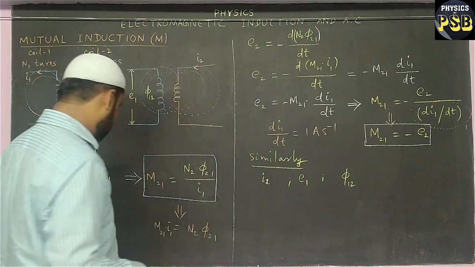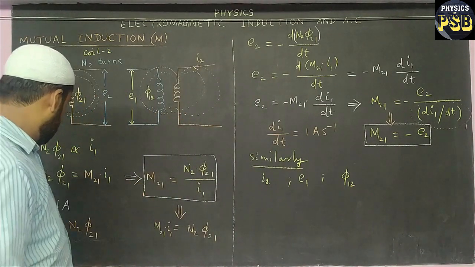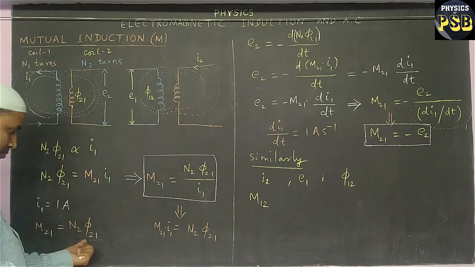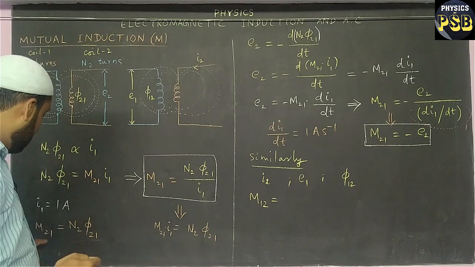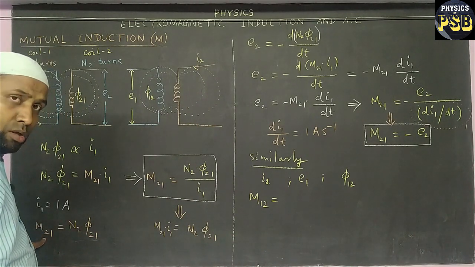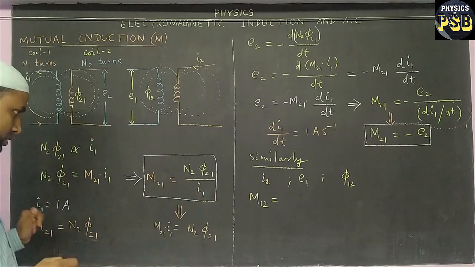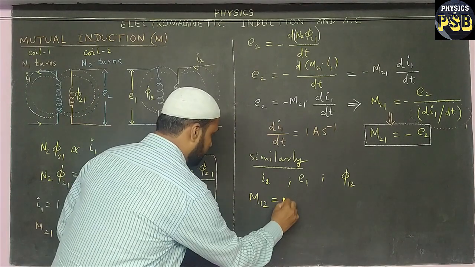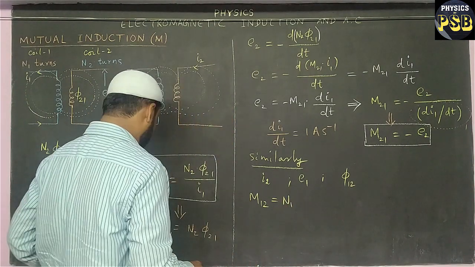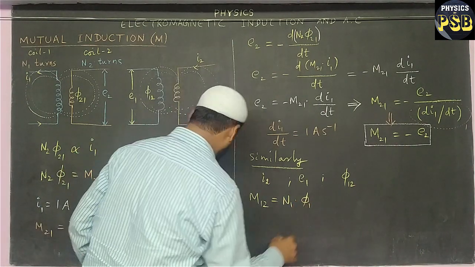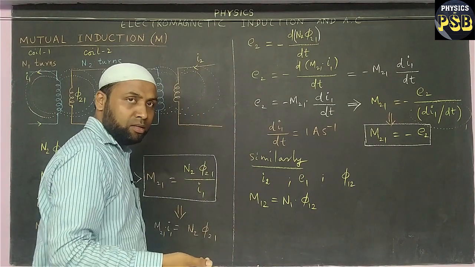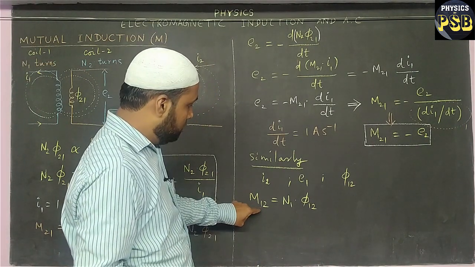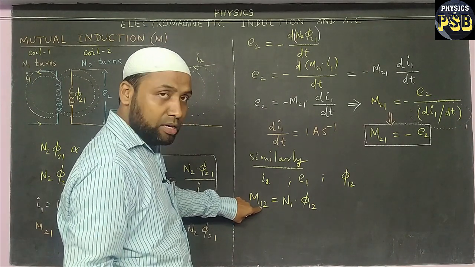Now, in this case, M12 can be obtained from this equation. What we need to do is replace 1 with 2 and 2 with 1. That's all. The place of 2 I write 1. The place of 1 I write 2 here. Then this side I write N. The place of 2 I write 1. The place of 1 I write 2. This gives me the equation of mutual induction in coil 1 due to coil 2.